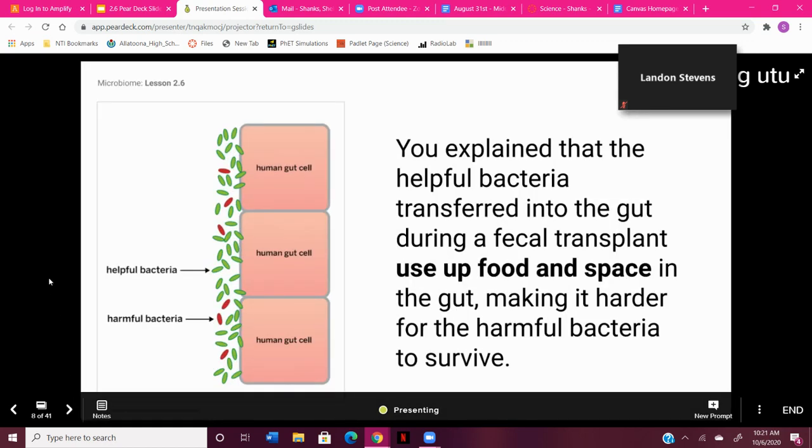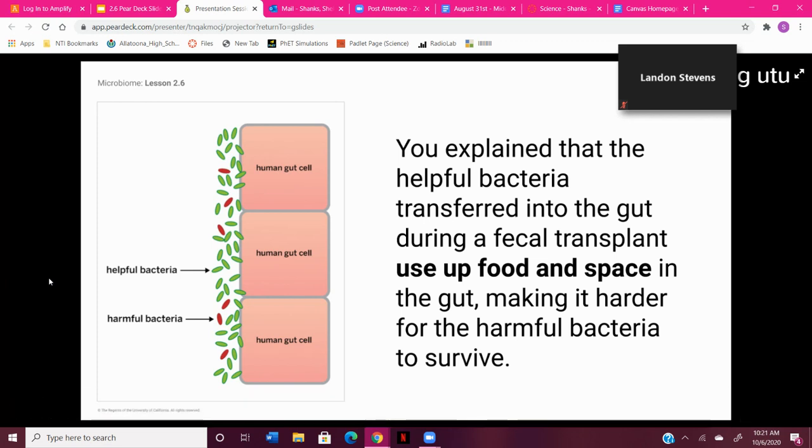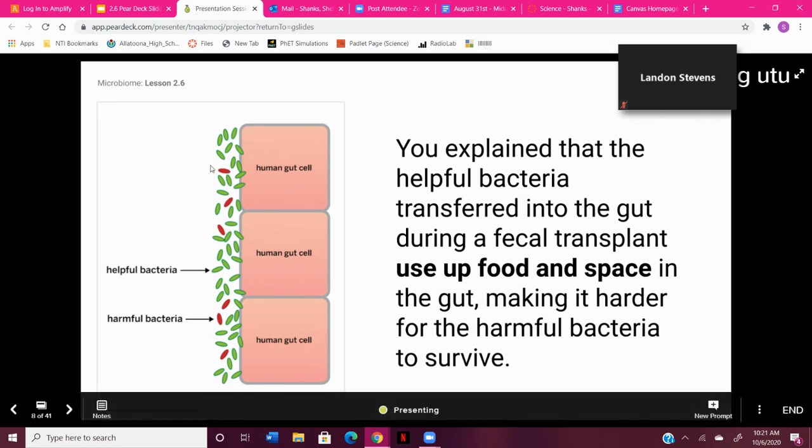All right, so you explained that the helpful bacteria transferred into the gut during a fecal transplant use up food and space in the gut, making it harder for the harmful bacteria to survive. So these little green things over here on this picture is our helpful bacteria. And we have said multiple times that the more we have of this green stuff, the harder it is for the harmful bacteria to get in.